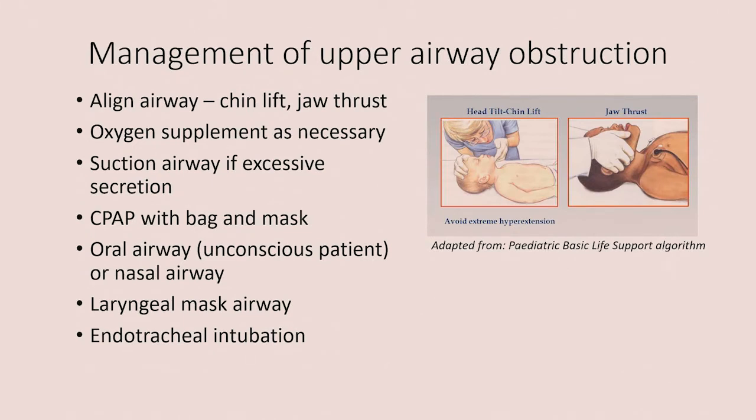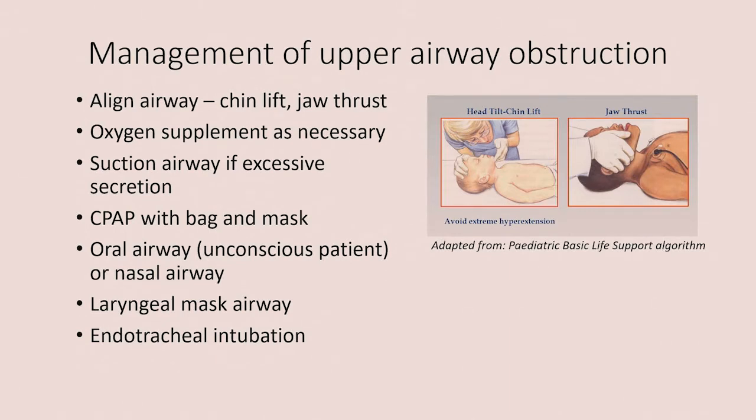So how do we manage upper airway obstruction? Simple measures include repositioning the head and neck to align or open the airway to maintain patency. From our PALS and basic life support courses, we have learned that the chin lift and the jaw thrust are helpful for this. This relatively simple maneuver of repositioning can maintain airway patency in many cases.